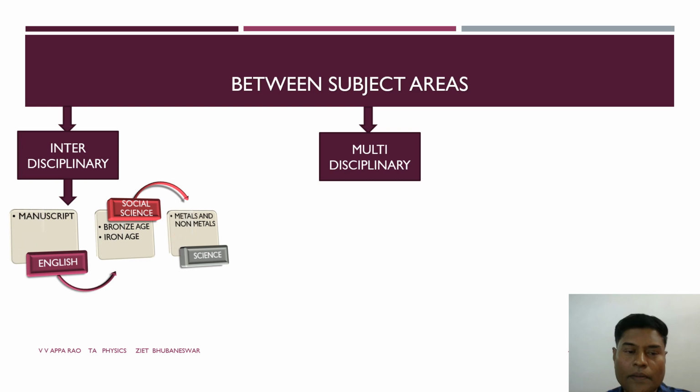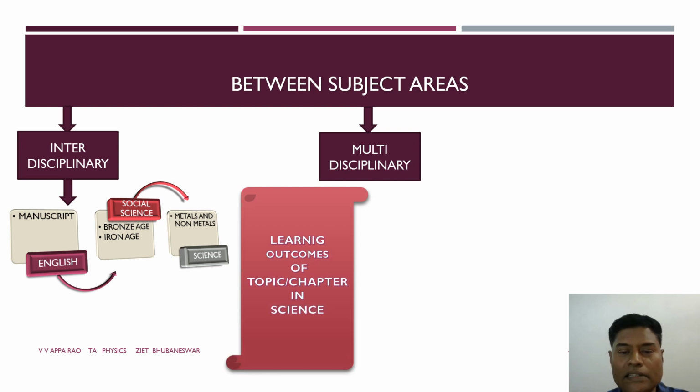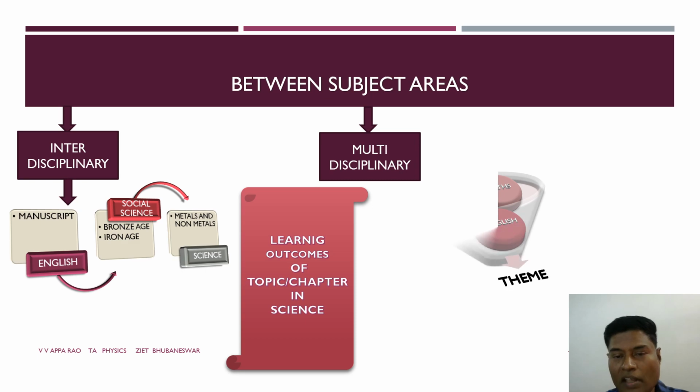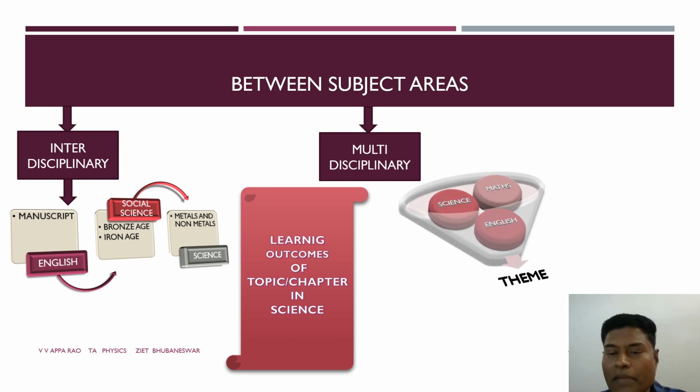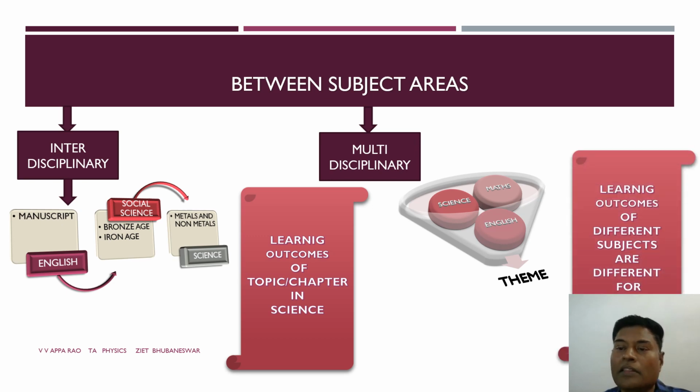For example, here, the manuscripts written in English or any other language, in social science, Bronze Age iron is the topic, and in science, metals and non-metals, all have a single learning outcome on the basis of a common learning outcome. If the integration takes place, it is known as interdisciplinary. Whereas it is different in multidisciplinary. In multidisciplinary, the learning outcomes of different subjects are different for the same theme.